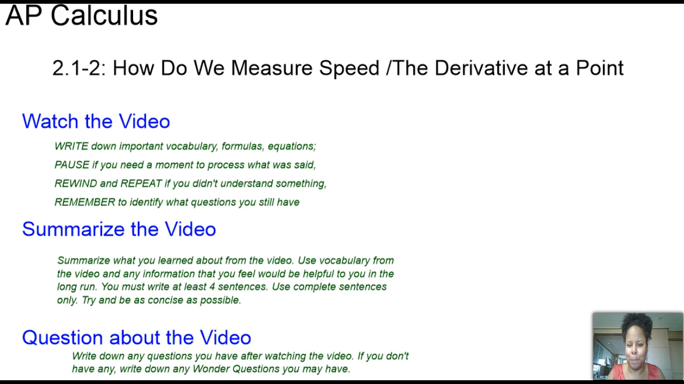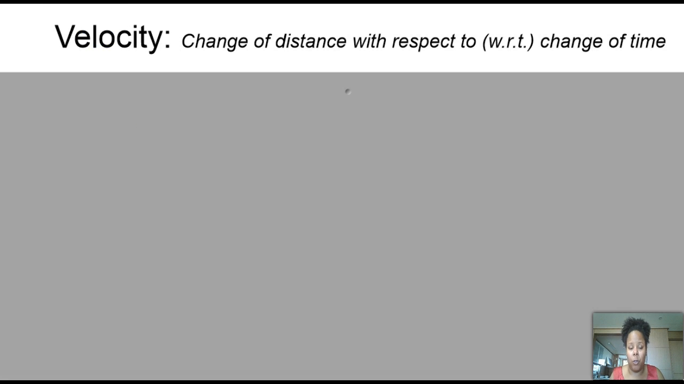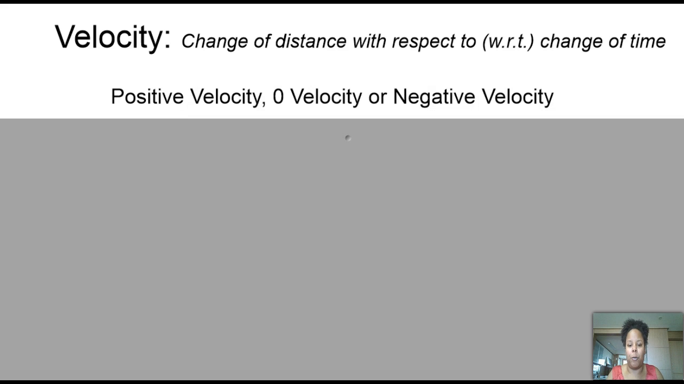All right, let's begin. So you may or may not know that velocity is the change of distance with respect to change of time. As the change of distance may be a positive number, or a negative number, you can have either positive velocity or negative velocity, or if the change of distance is no change, then you can have zero velocity. And that's a numeric value that you may be familiar with from earlier on.